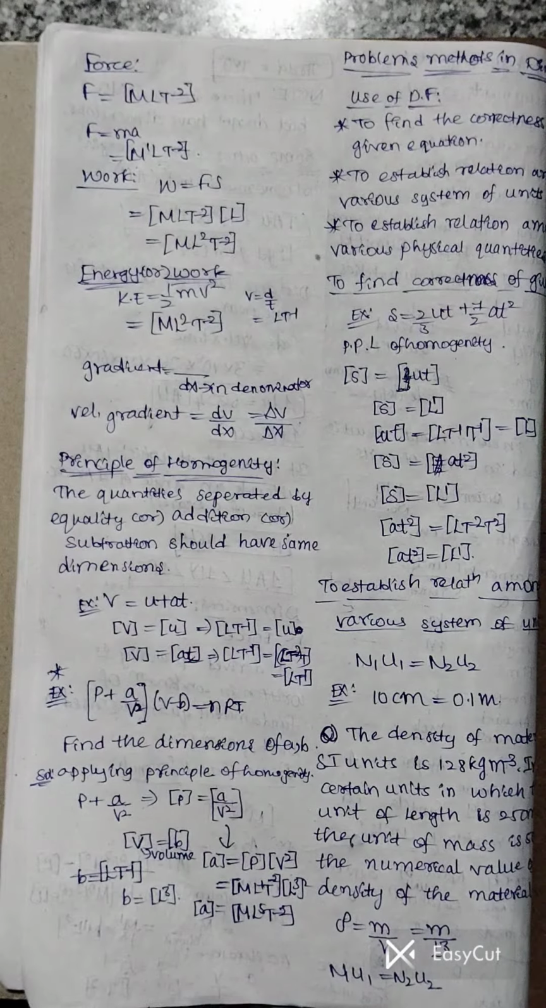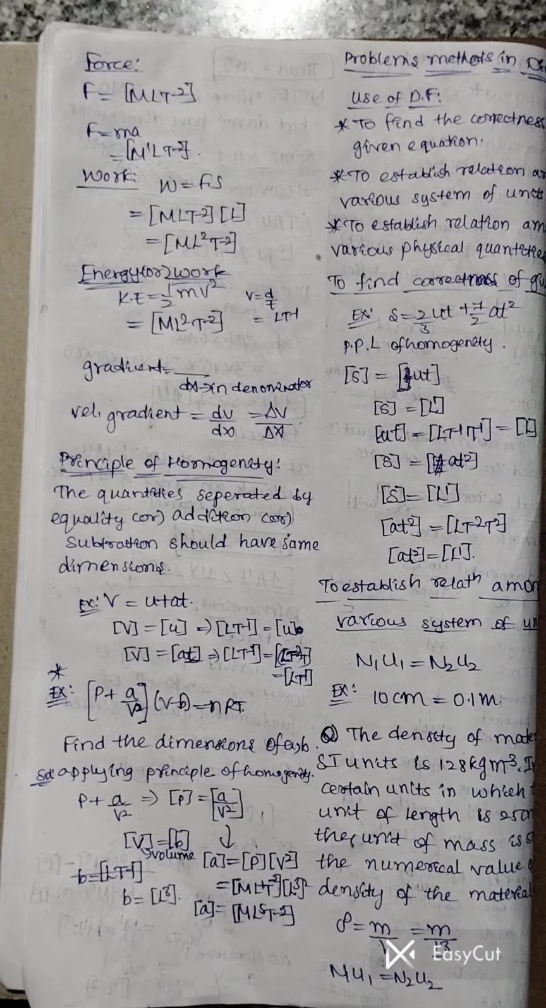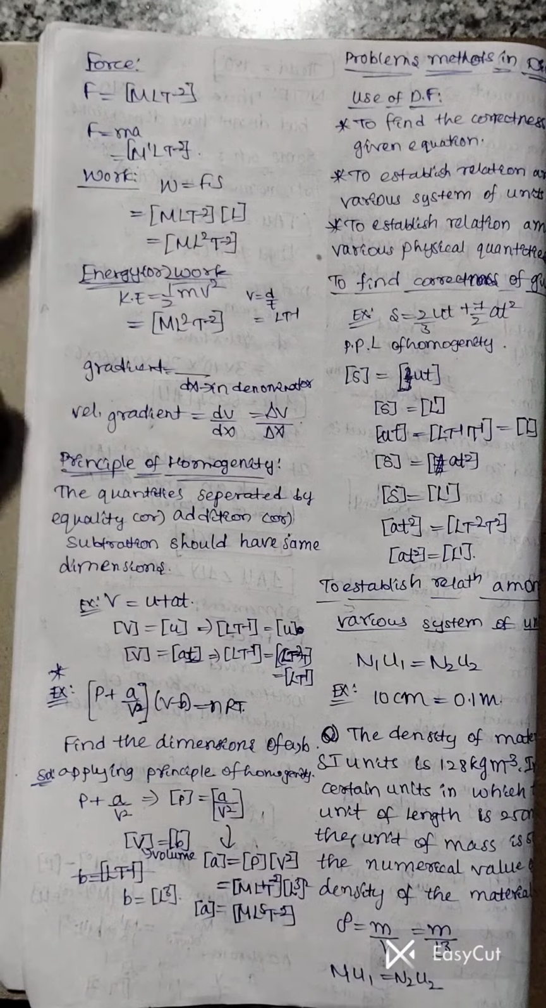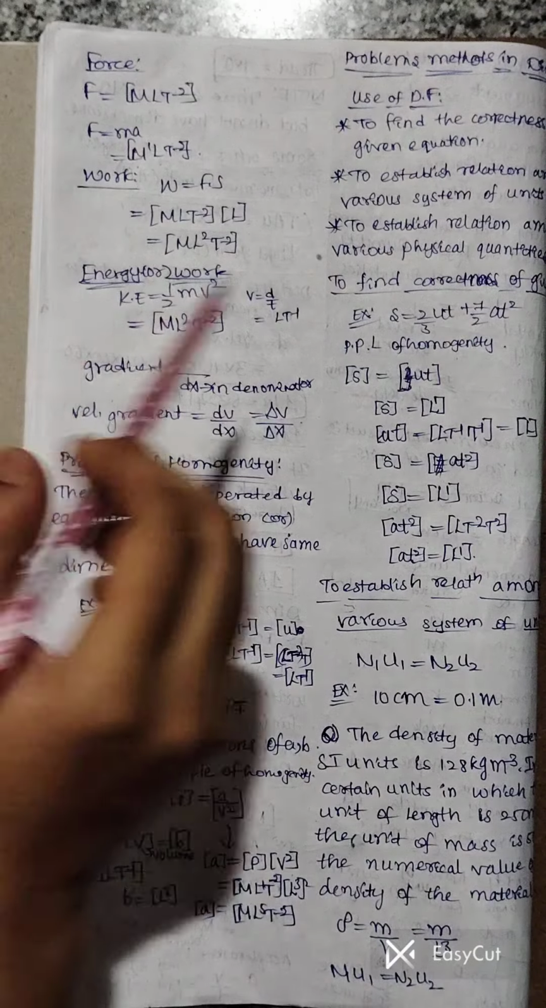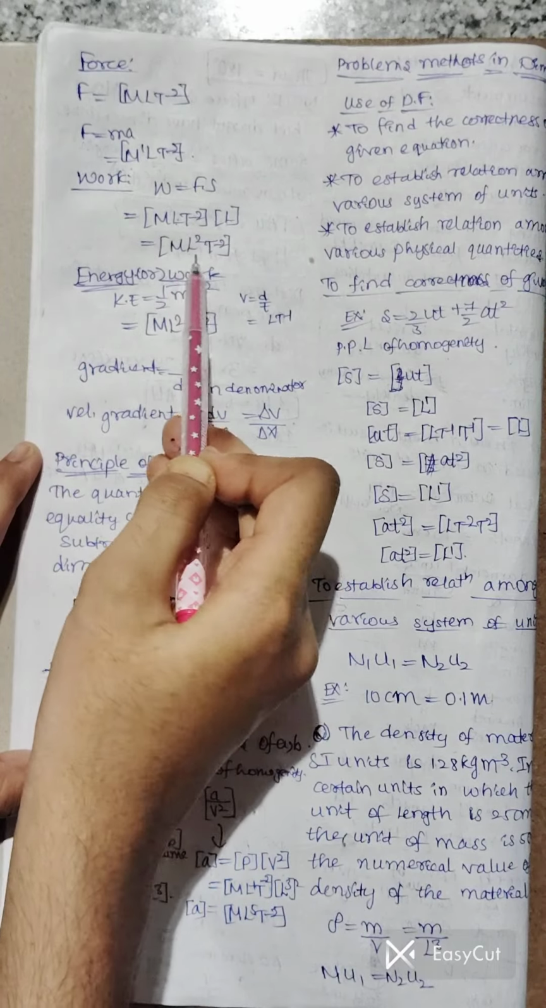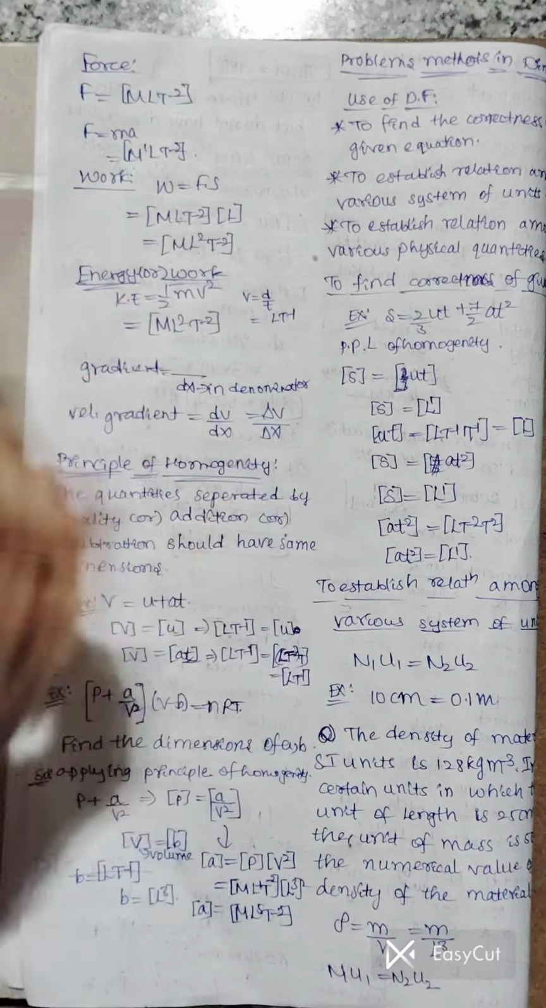And now coming to work. We know that work done is equal to force into displacement. What's the dimensional formula for force? M L T power minus 2, and for displacement it is L. So M power 1, L power 1 into L power 1, that is equal to L power 2. So M L square T power minus 2.